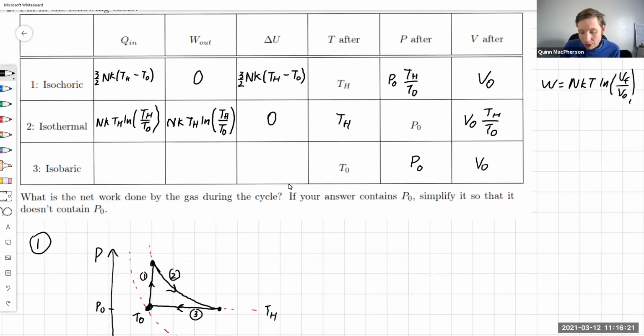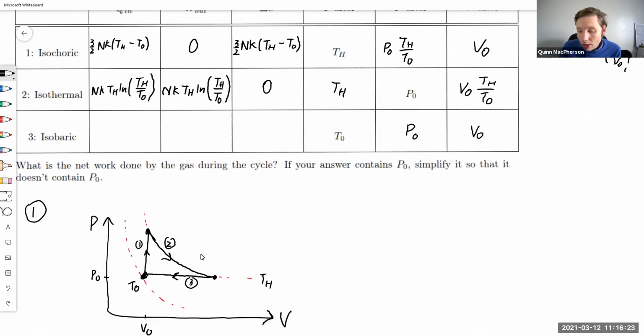So now I'm down to the last process coming back. I'm going to start with delta U again. I know my temperatures, so I can write the internal energy change in terms of temperature again. This is 3/2 NK times T final, which is our final temperature back to the original temperature, T naught, minus our starting temperature, which in this case is the hot temperature, like so. You may notice that this is negative of this.